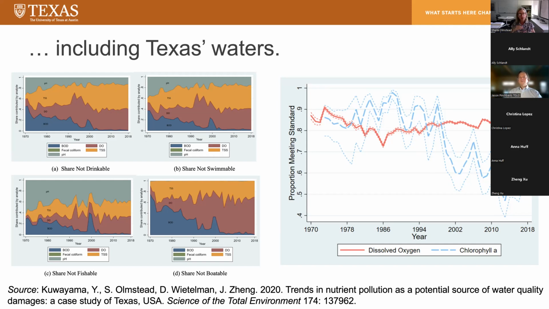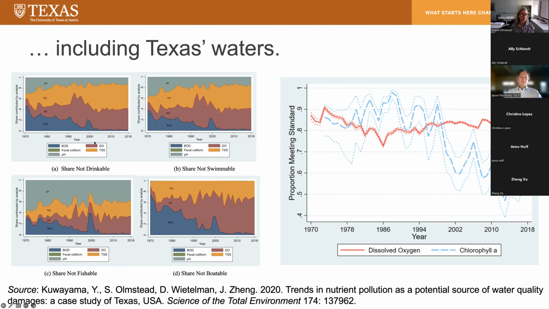And then we say, of these 5 water quality parameters that are part of EPA's water quality ladder, which has values for each of these thresholds of drinkability, swimmability, fishability, and boatability, which one is the constraining parameter? Which one is preventing that water body, if it's not meeting the standard, from meeting the standard? And then we look at how that changes over time.